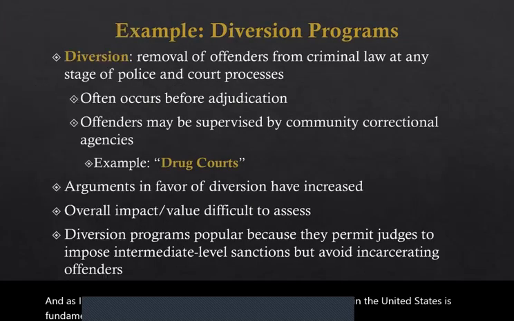So one thing that we can employ instead of prisons are diversionary programs, right? Basically, diversion is the removal of offenders from criminal law at any stage of the police or the court process. So basically, this is diverting, or giving them another path. They don't have to go to court, they don't have to do all that stuff. It gives them another path, right? This often occurs before they are adjudicated, before they are tried or they plea. Offenders may be supervised by community correctional agencies. They may be supervised by the courts.